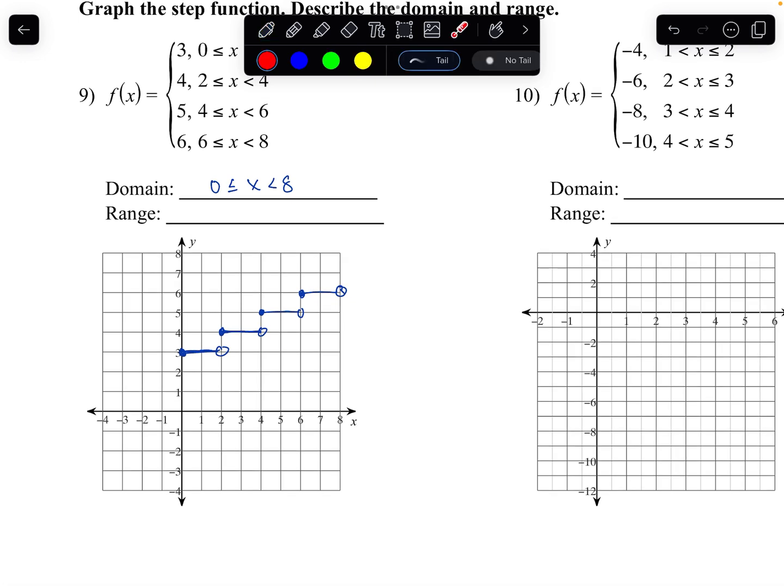Okay, now the range. So if I look at the range, what y values does this function have? What are the y values? Well, it's the step function, so these values are the y values. It's 3, it's 4, it's 5, and it's 6. So I'll just say that right there. So y is equal to 3, 4, 5, and 6. These are the only y values of our function.